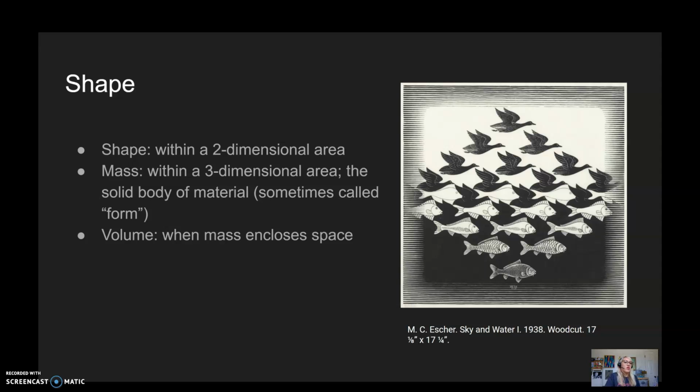Then we move on to shape. A shape is within a two-dimensional area, and a mass would be three-dimensional, so what you have heard before called form. Volume would be when mass encloses space. So think about a sculpture carved out of marble or something that would have volume.